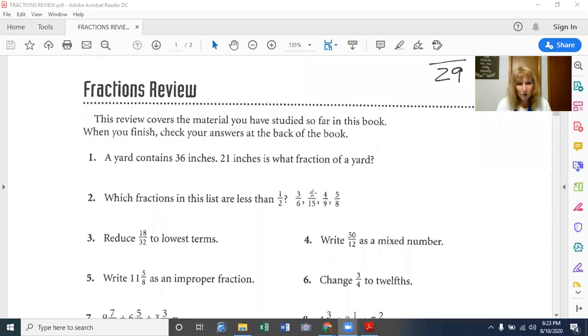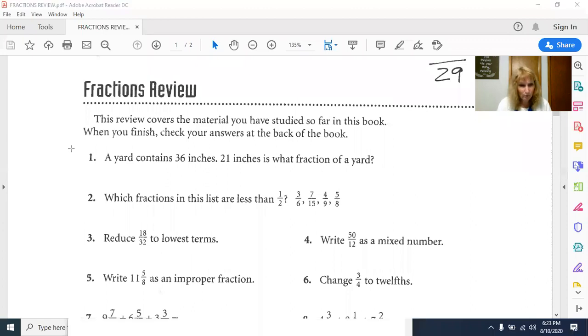So let me start by sharing my screen with you. Okay, here's fractions review. The first one you got wrong was number 1, and that was just a matter of reducing. You had 21 over 36, and that was correct. However, you have to divide the top and the bottom by the same number. So you have to think, what can I divide the top by, and what can I divide the bottom by? It has to be the same number.